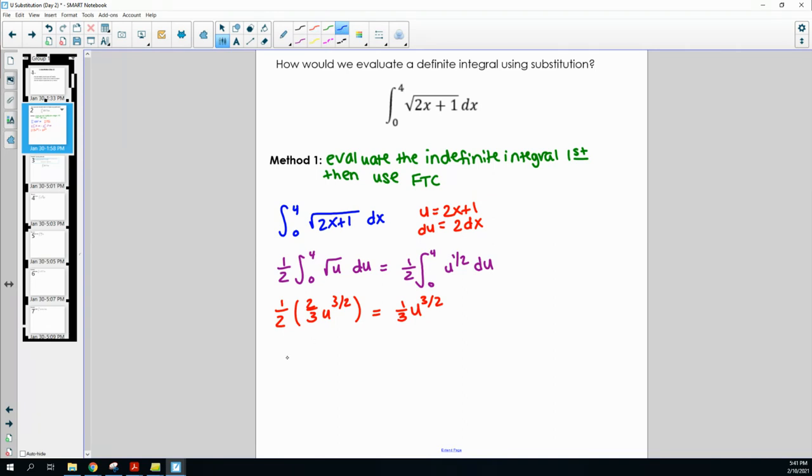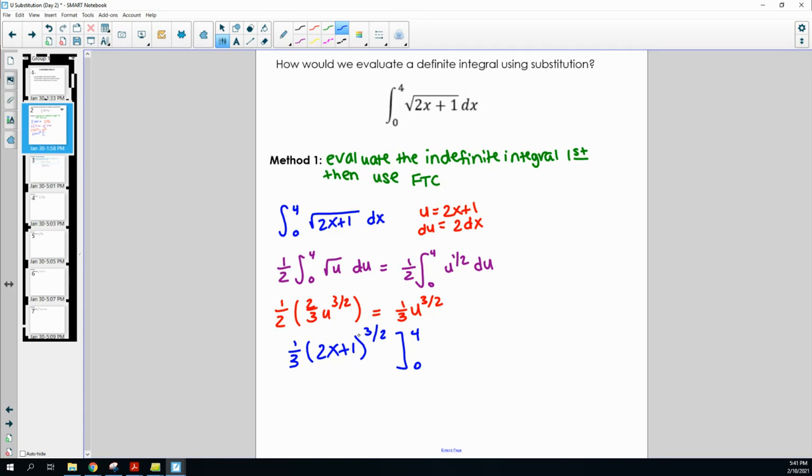And I need to replace the u with my expression that I said that u was. So let's make this 1/3. Now instead of u, I'm going to put in this 2x plus 1 to the 3/2. And then this is what I'm going to evaluate from 0 to 4. Okay, so it's the same idea that we did last class, where you're identifying what u is, replacing u in the equation, and then putting the expression for u back in. The difference here is that we're not leaving our answer as an expression with a plus c. What we're doing is actually solving to get a number, since this is a definite integral.